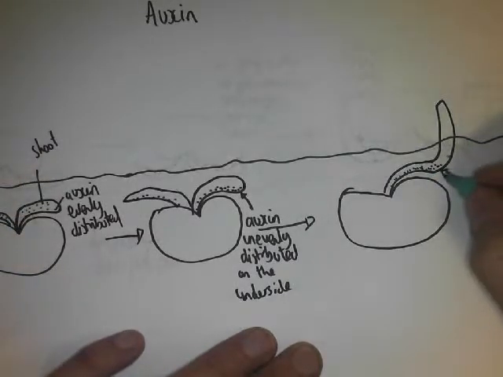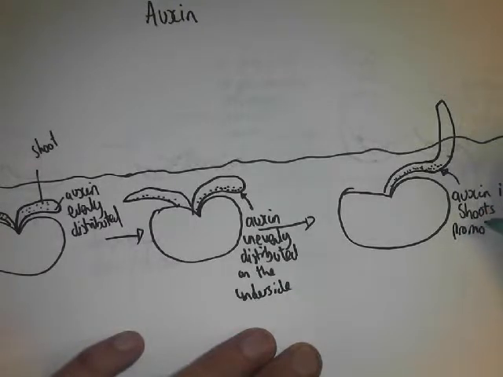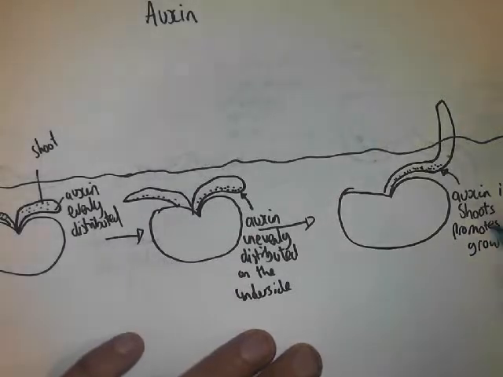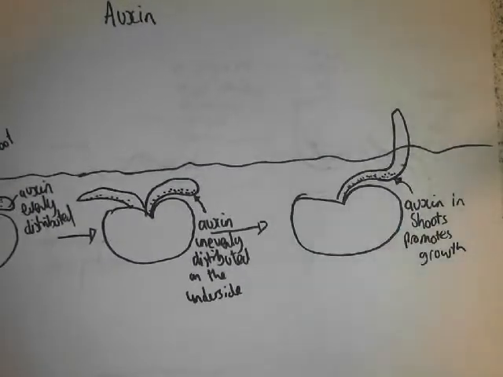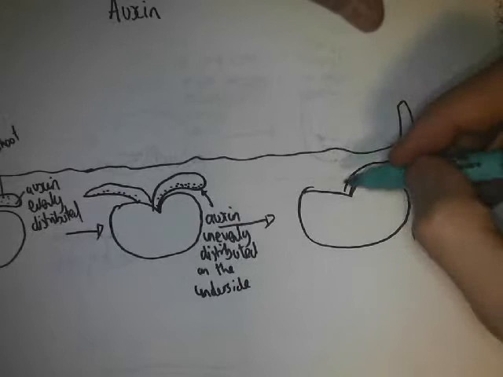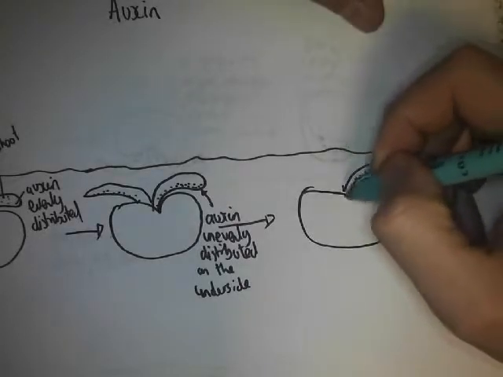So we'll write a few words about that. Auxin in shoots promotes growth, and that causes shoots to always grow away from gravity. And you guessed it, the exact opposite happens in roots.